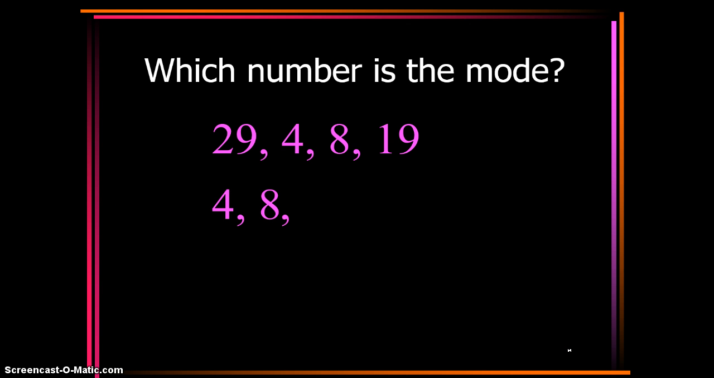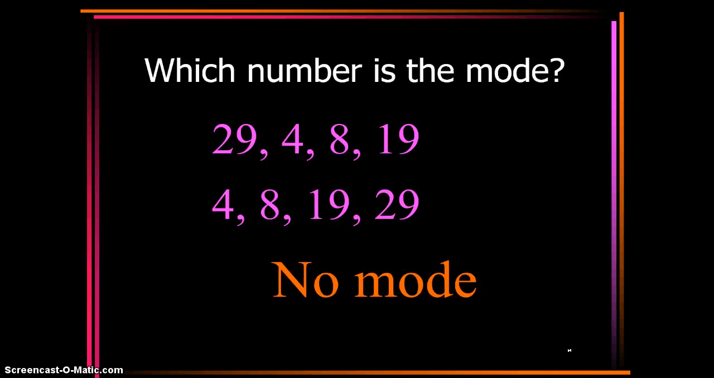Ooh, what about here? So we look for the mode and everything appears just once. Well, if we all took a poll on what was our favorite movie that is currently out and everyone had a different answer, there is no most popular movie. So since all of these numbers appear just one time, there is no mode. There's nothing that's the most popular. There's no mode, and that's okay. You're not always going to have a mode.